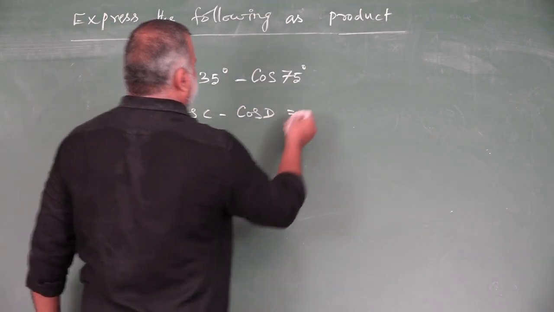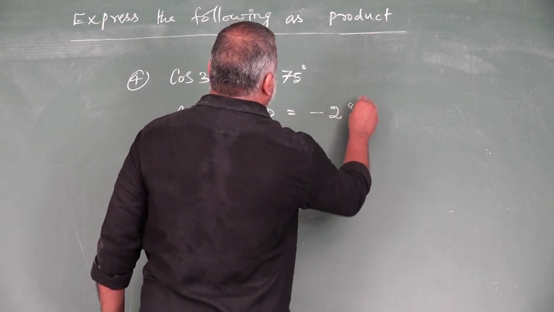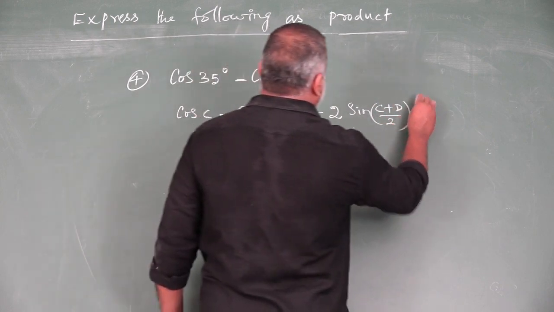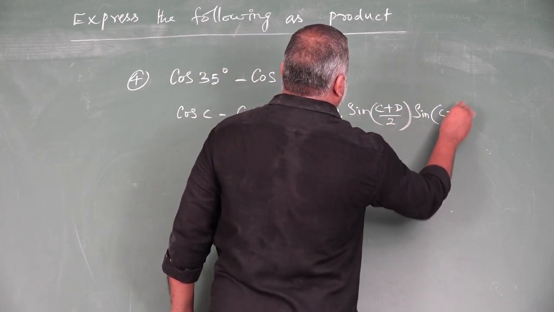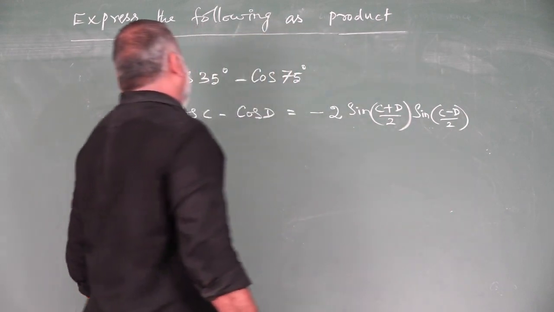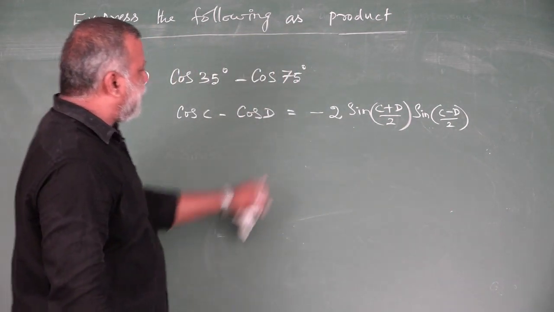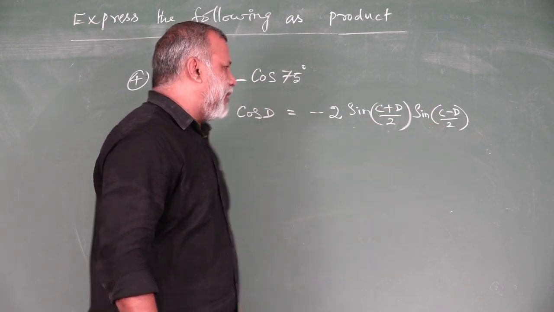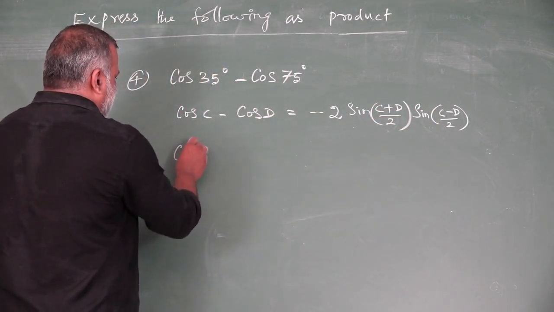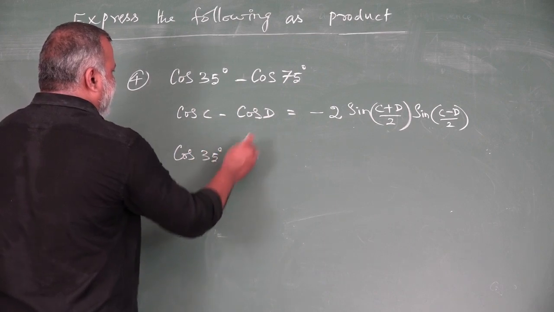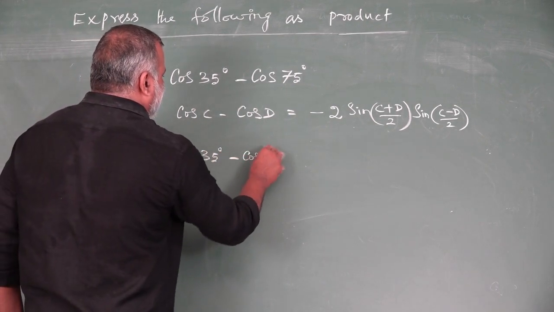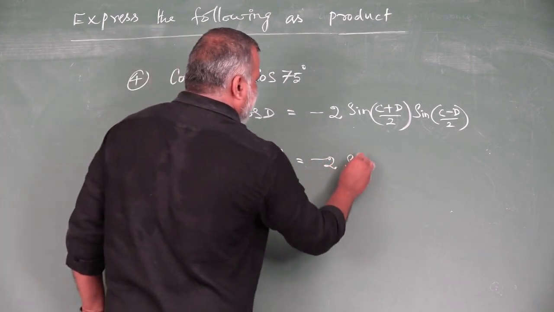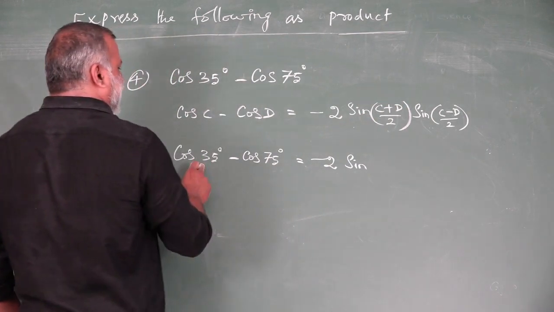Cos C minus cos D is equal to minus 2 sin((C plus D) by 2) into sin((C minus D) by 2). Now use the application: instead of C, 35, and instead of D, 75. Substitute here: minus 2 sin of (C plus D), where C is 35.